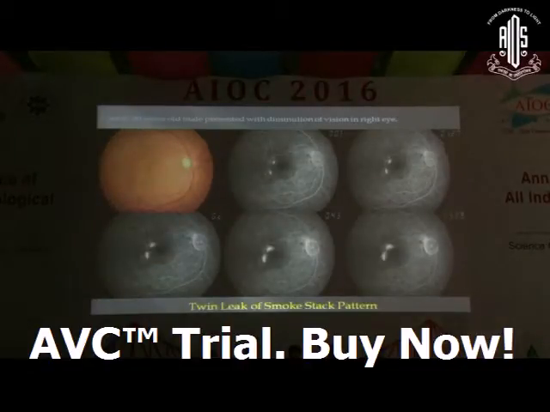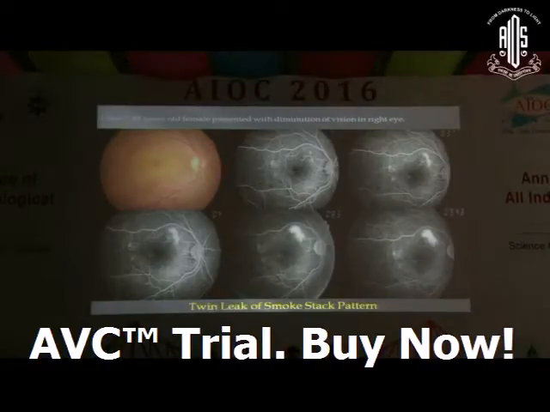This is case 6. 2 leaks appeared in the beginning. As time passed, both the leaks got converted into a smokestack appearance. Case 7, a 41-year-old female presented with diminution of vision in the right eye. There were 2 leaks. They were quite near. Both of them got converted into smokestack, and they ultimately merged into one leak at the end.